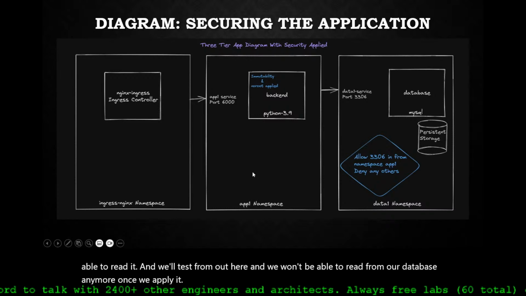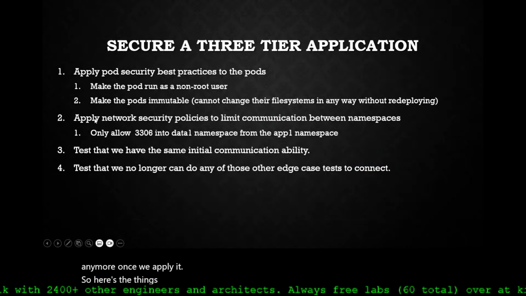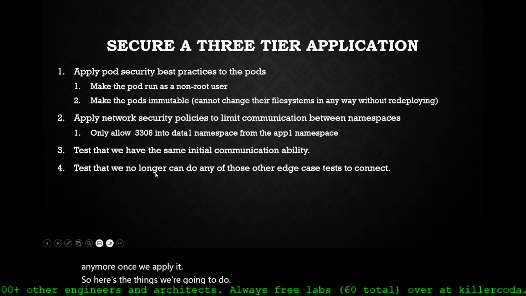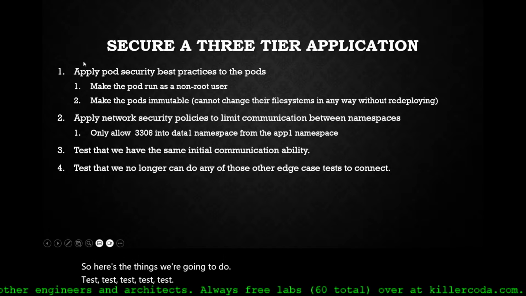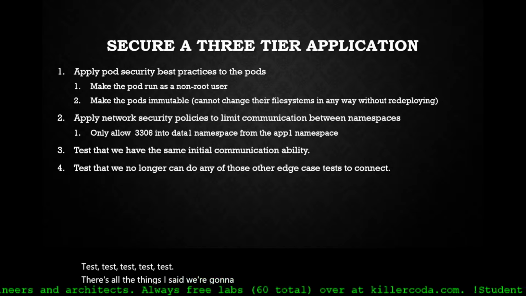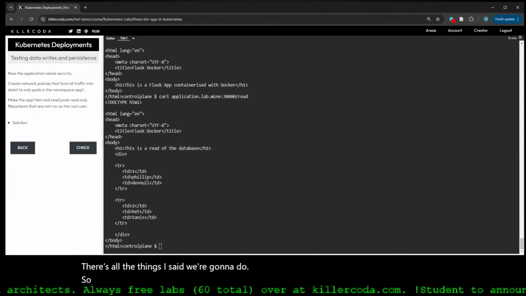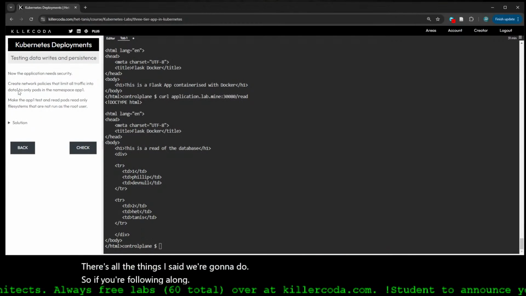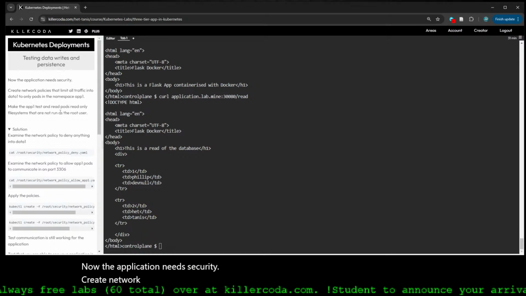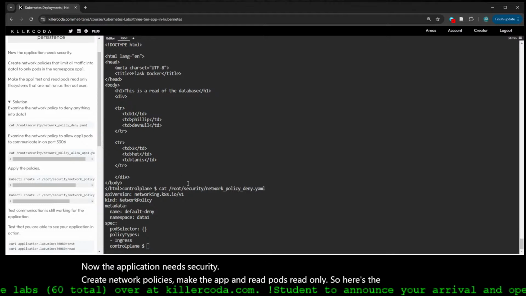All right. So here's the things we're going to do. Test, test, test. Those are all the things I said we're going to do. So, if you're following along, now the application needs security. Create network policies, make the app and read pods read only.